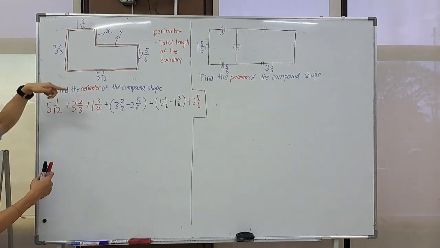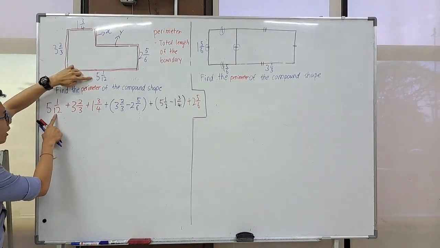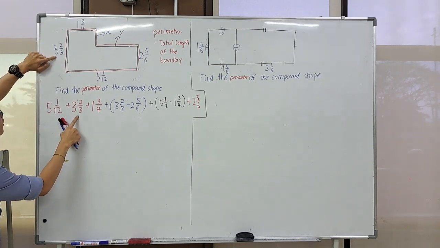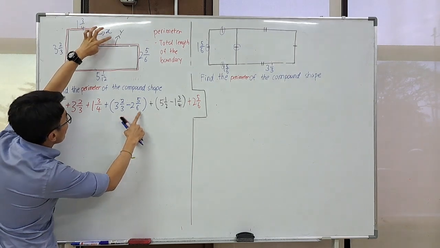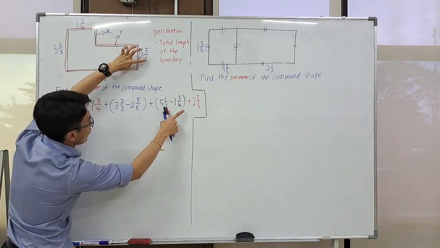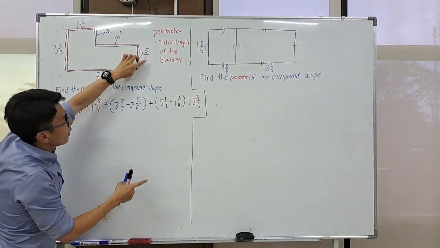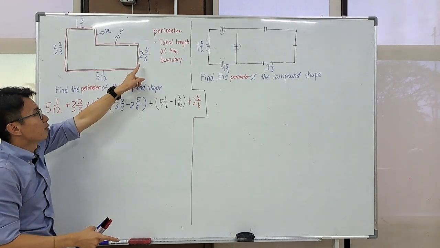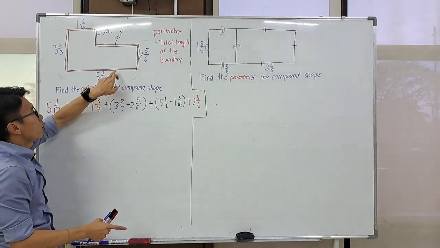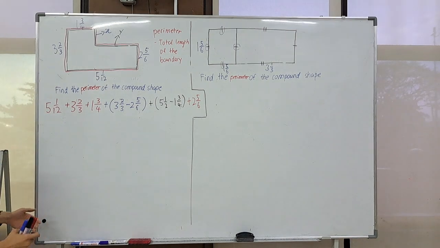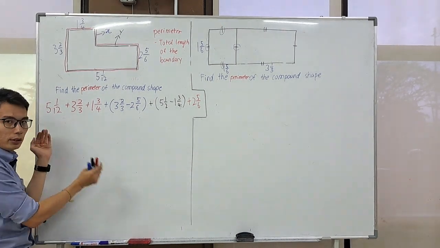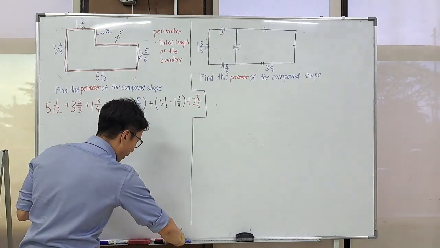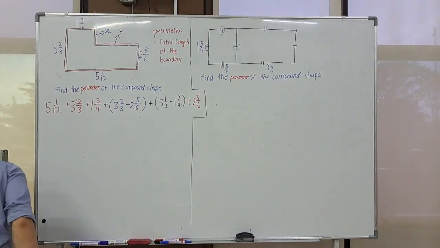Let's double check. We go clockwise again. So we have this one, we have this one, we have this one, we have the x value, we have the y value, and we have the final one. This is the final. We do not add back this one. This is the final already. We start from this, we end with this. Now, all we have to do next is to use our calculator to calculate this. But I have some advice for you all.